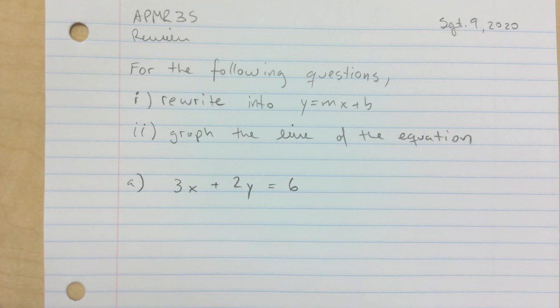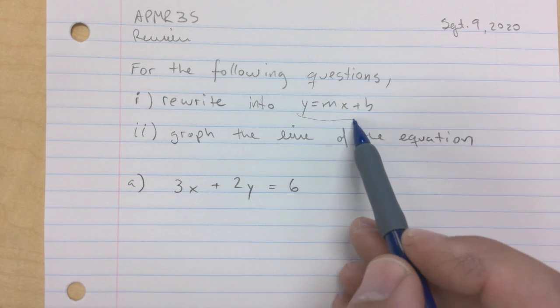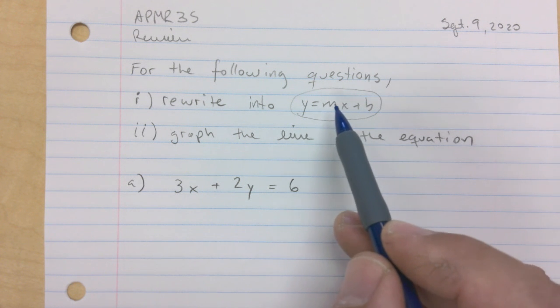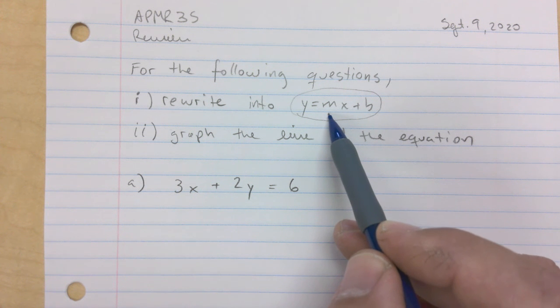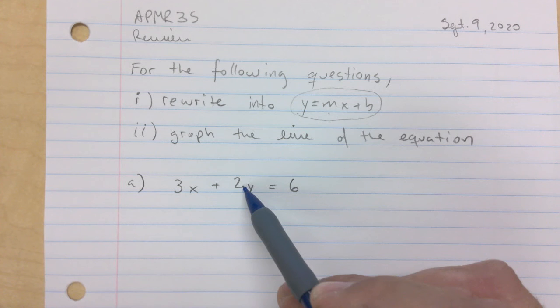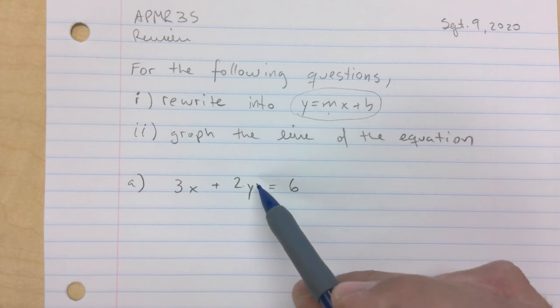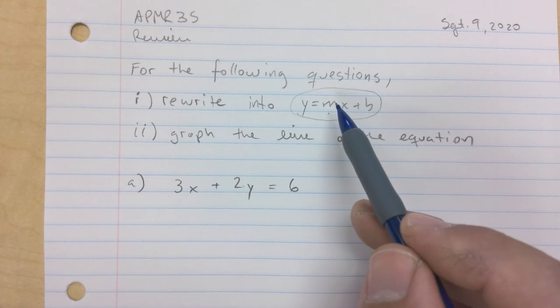Okay, so in IPR, you learned about slope-intercept form, standard form, general form, all those forms. The one you want to make sure that you know how to rewrite into is this form, the slope-intercept form. It's the most important one, because our graphing calculator cannot graph this, but it can graph that. So that's why it's important to know how to get it from anything I give you to this.